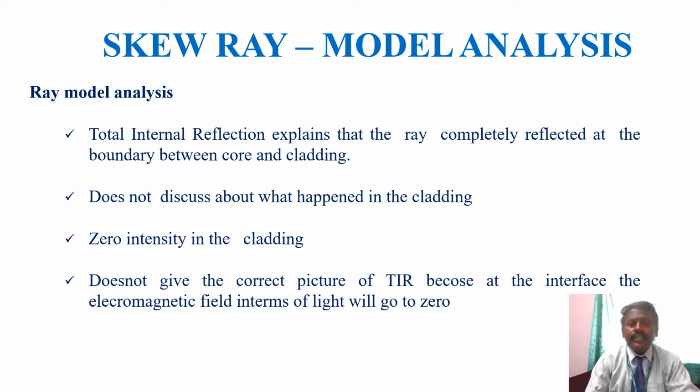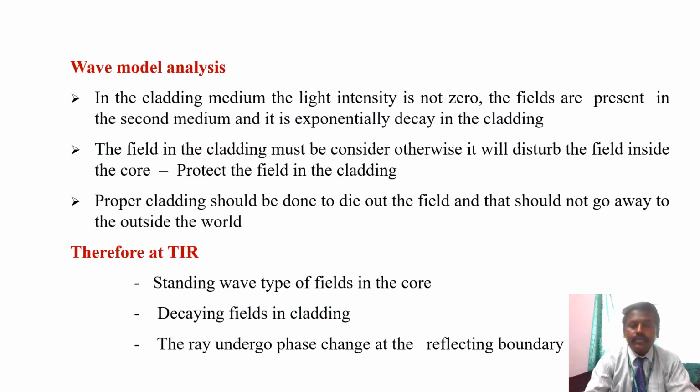Then zero intensity in the cladding. After crossing the core-cladding boundary, we don't worry about the intensity of the signal in the cladding. So we say that it is zero intensity, and this does not give the correct picture of total internal reflection, because at the interface the electromagnetic field in terms of light will go to zero. Then the wave model analysis.